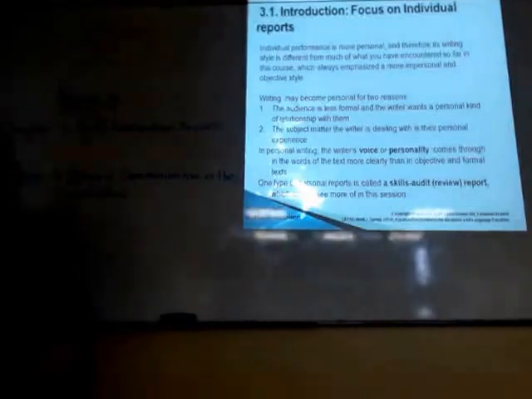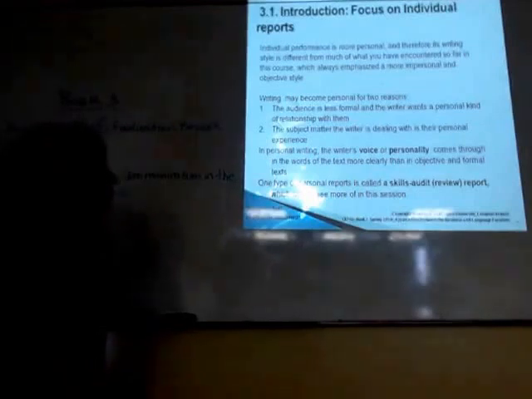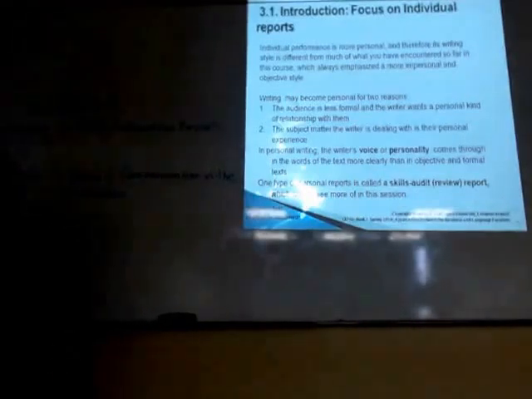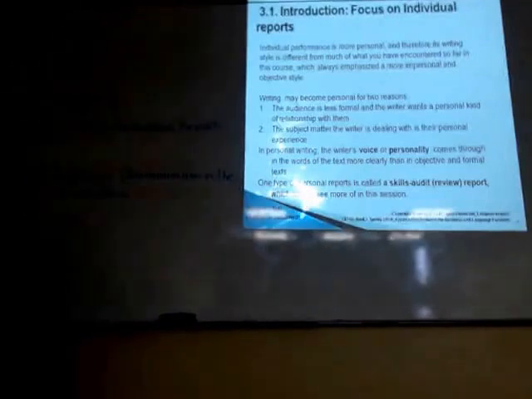One type of personal report is called a skills audit review report, which we will see more of in this session, when you evaluate your skills in a certain course. Okay?